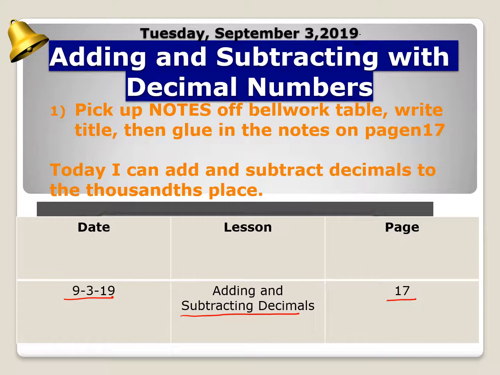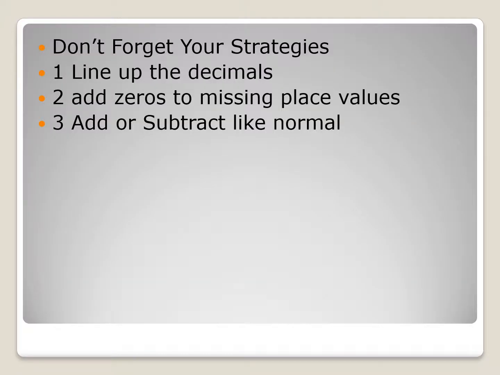All right? So I'm going to go ahead and go. Before we begin, let's take a quick moment to remind ourselves of our strategies for working with decimals. Even if we're adding, subtracting, rounding, comparing, ordering, it doesn't matter. We always want to use these strategies. My first strategy is line up the decimals. Second, we want to add the zeros to missing place values. And then third, we want to add or subtract like normal. Now this one here, don't forget, we're adding zeros behind the decimal because it won't change the value, never in between numbers.